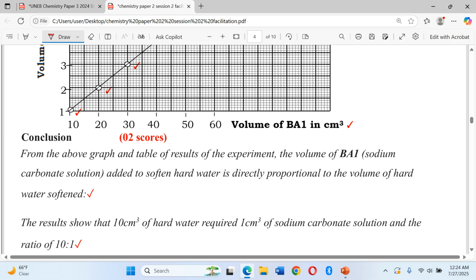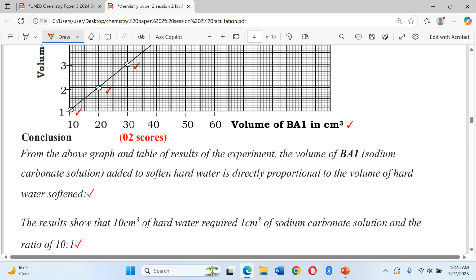So I say that from the graph and the table of results of the experiment, the volume of BA1 added to soften hard water is directly proportional to the volume of hard water softened. I think that is clear. Is directly proportional. If you are using 10, you need 1. For 20, you need 2. For 30, you need 3. I believe you can know. For 50, you need 5. For 60, you need 6. For 70, you need 7. So, after looking at the first 3, you can get to know what will happen for the remaining ones.